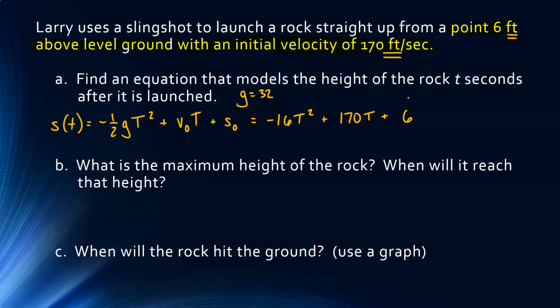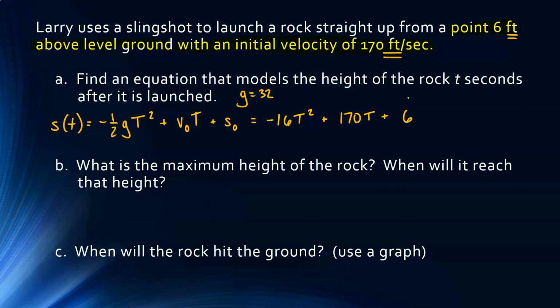Please don't put units in your problem. That's one thing that's strange that I'll see students do when they go to take a test, is they throw units in there, then it just gets confusing. Do not put units in there. It's just -16 times t squared plus 170t plus 6. So that would be our function that we're going to be using to answer part B.